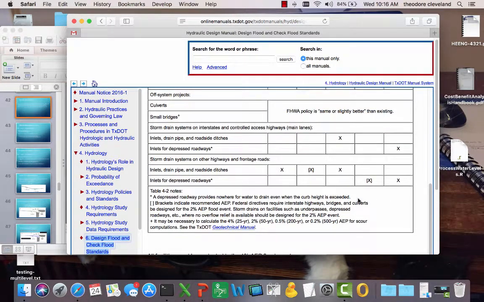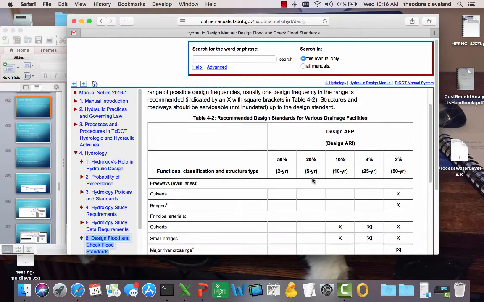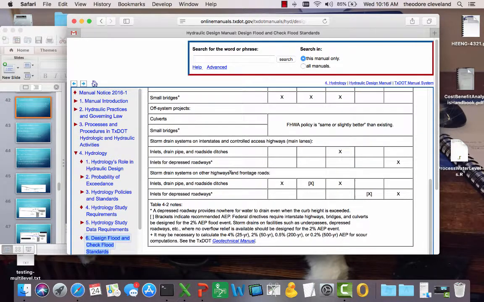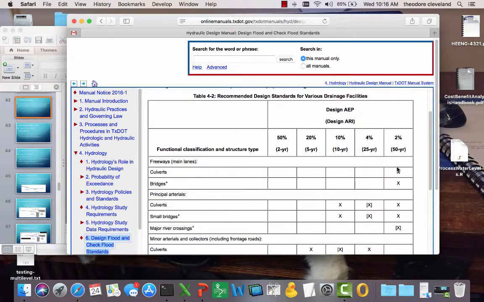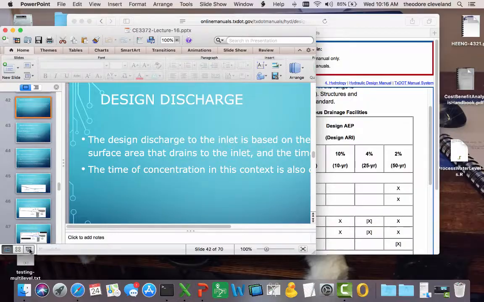Inlets and drain pipes are designed for a 5-year or 10-year AEP. Usually we don't worry about the larger ones. Storm drain systems on interstate highways, the inlets are designed for a 10-year annual recurrence interval, and a 50-year annual occurrence interval for depressed sections. Okay, so this table, as you're aware of where it is, and so we'll continue.